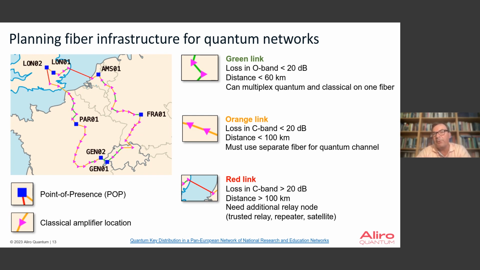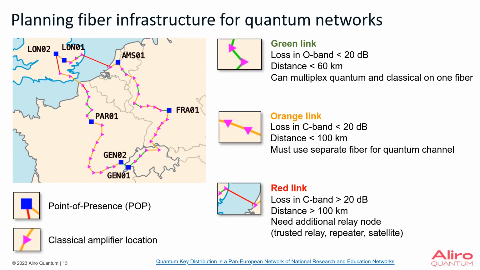GÉANT, which is a pan-European research network, in collaboration with the University of Twente in the Netherlands, published a very interesting paper studying what it would take and how much it would actually cost to upgrade their existing classical network to a quantum network. In this particular study, they are evaluating a QKD application, and for that reason, they're only considering QKD trusted relay nodes. But a similar methodology could also be used to evaluate general purpose entanglement-based quantum networks.